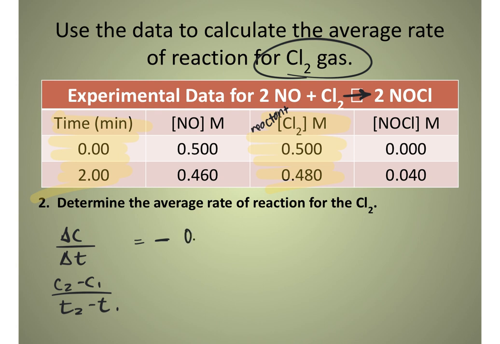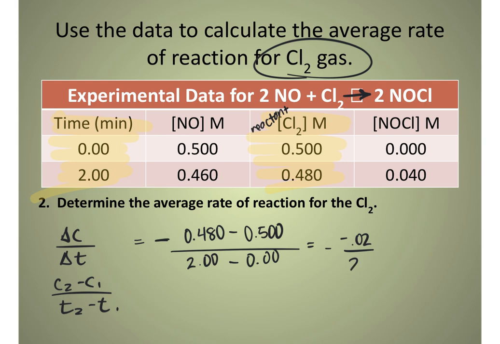It's a reactant, so I want to put that negative sign out in front. My ending concentration for chlorine is 0.480. My initial concentration was 0.500. My ending time was 2 minutes. My initial time was 0 minutes. I find that this is equal to negative 0.02 over 2.0, which is 0.01 moles per liter per minute, okay?